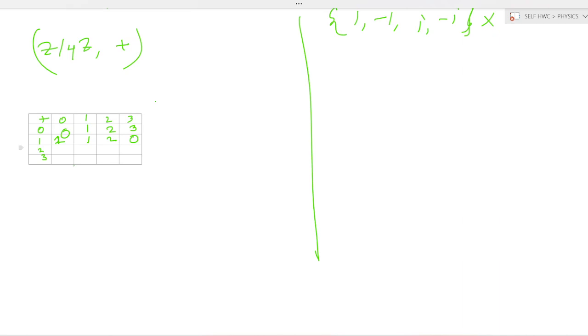Okay. Next, because this is Z4. Okay. And 2 plus 0 is 2. And 2 plus 1 is 3. And 2 plus 2 is 4, it is 0. And 2 plus 3 is 5, it is 1. And next, 3 plus 0 is 3. And 3 plus 1 is 4, which means 0. And 3 plus 2 is 5, which is 1, and 3 plus 3 is 6, which is 2.